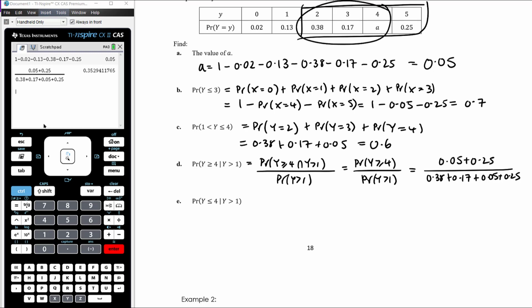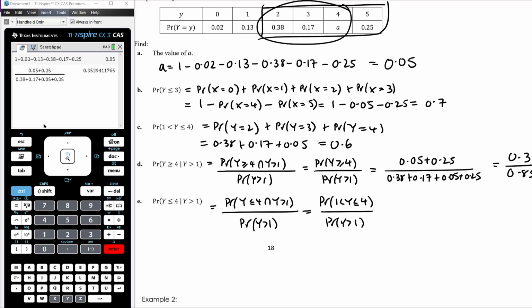Those 3 things there. So it is the probability that y is less than or equal to 4 and y is bigger than 1, over the probability that y is bigger than 1. So the intersection of being less than or equal to 4 and bigger than 1 is y being between 1 and 4, not including 1 but including 4, and we've actually already found that answer in part C. So you'll often find in these questions you'll have some of the answers that you need already.